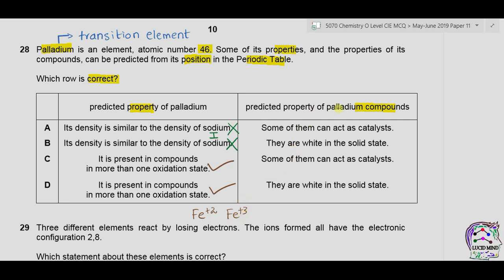Let's look into the property of palladium compounds. Some of them can act as catalysts and they are white in the solid state. Now the first part is true because transition element compounds can be used as catalysts. For example, vanadium pentoxide is used as a catalyst in the contact process. And they are white in the solid state. This is incorrect because transition metals or transition elements form colored compounds.